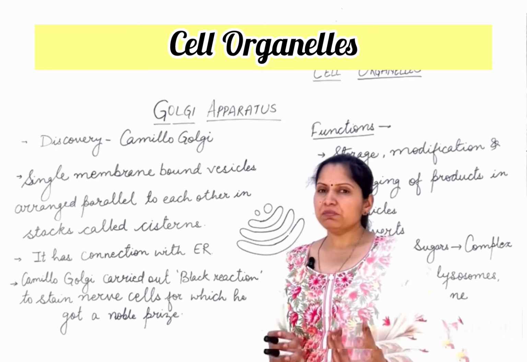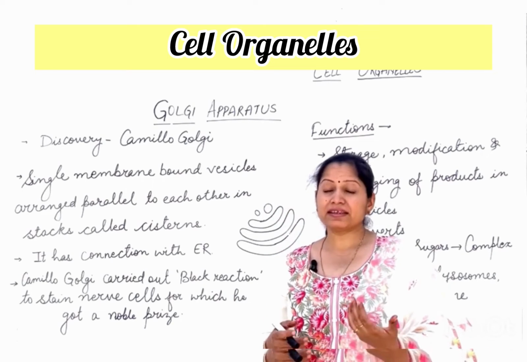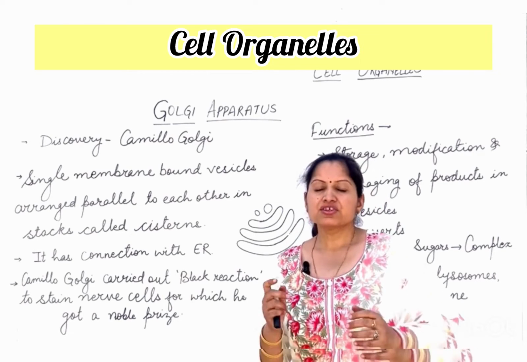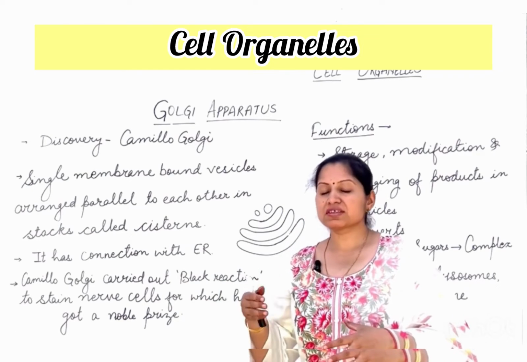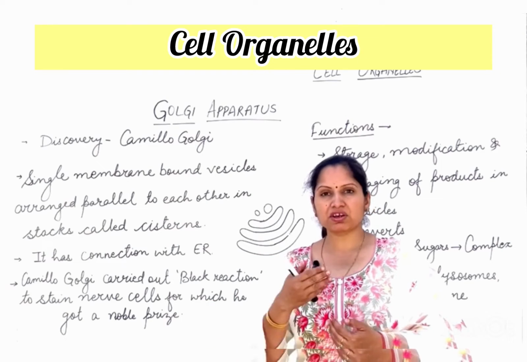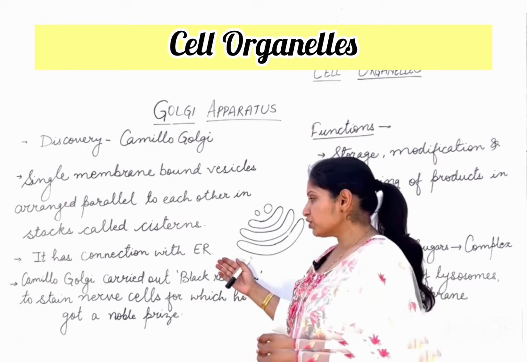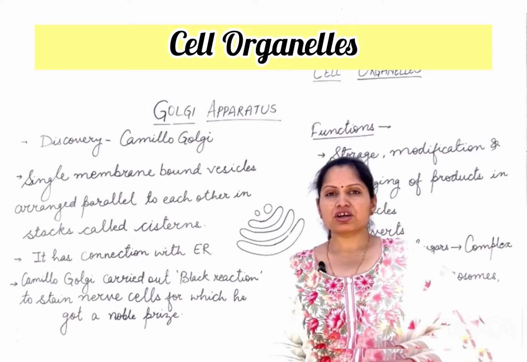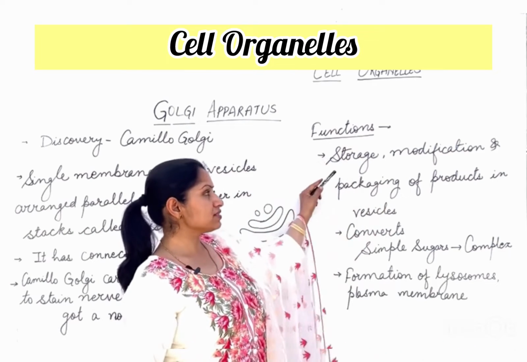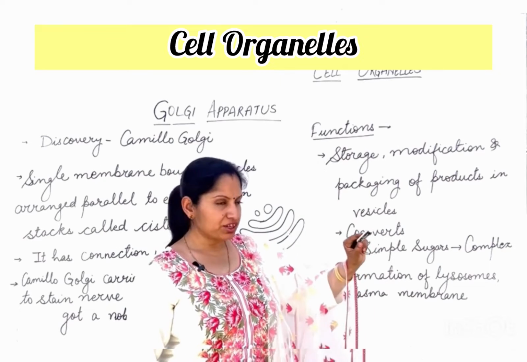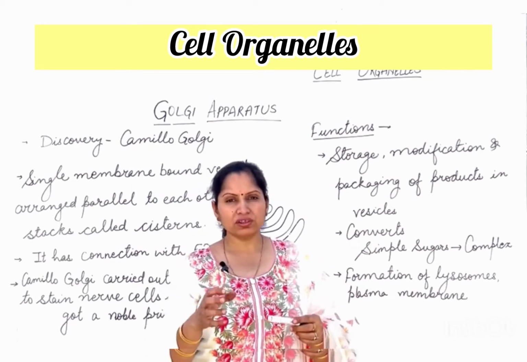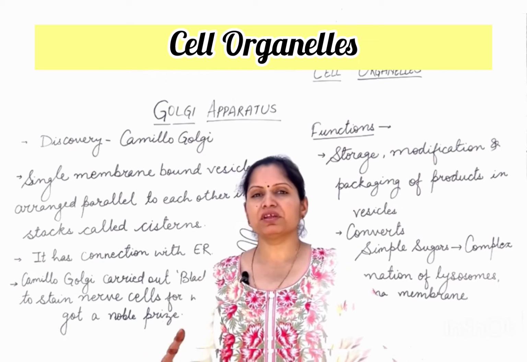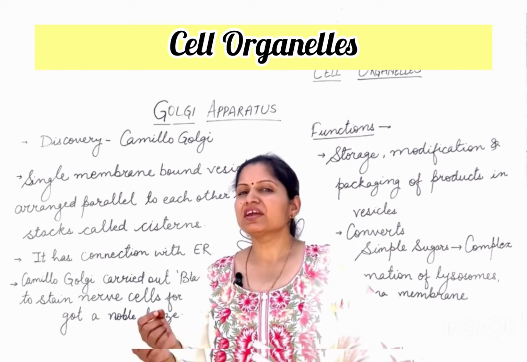That is also for a reason. Endoplasmic reticulum, you all know that it synthesizes proteins and fats. So, rough endoplasmic reticulum synthesizes proteins, smooth endoplasmic reticulum synthesizes fats. So, endoplasmic reticulum basically synthesizes proteins and fats. And the function of Golgi apparatus is the storage, modification, and packaging of all these products in vesicles and sending them to the places where they are required.